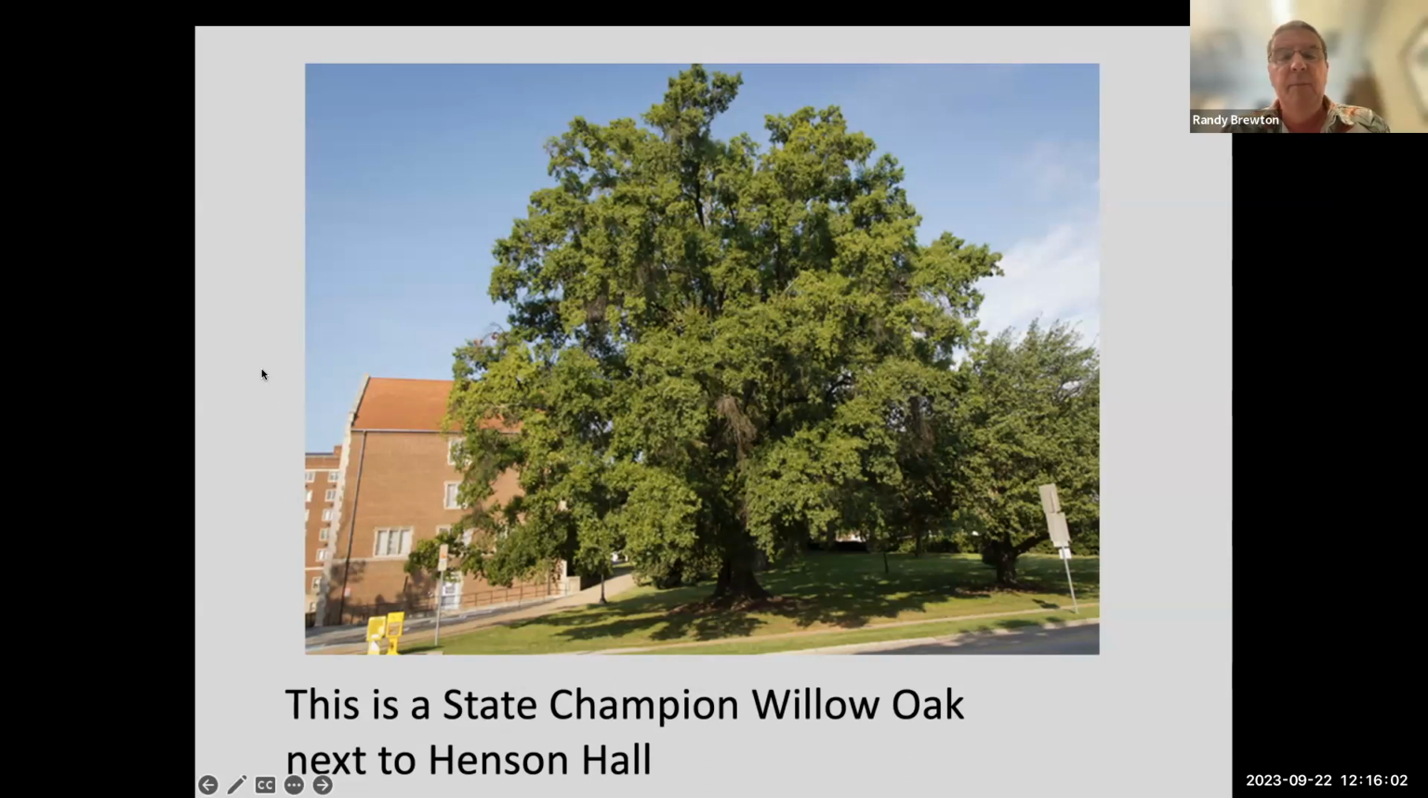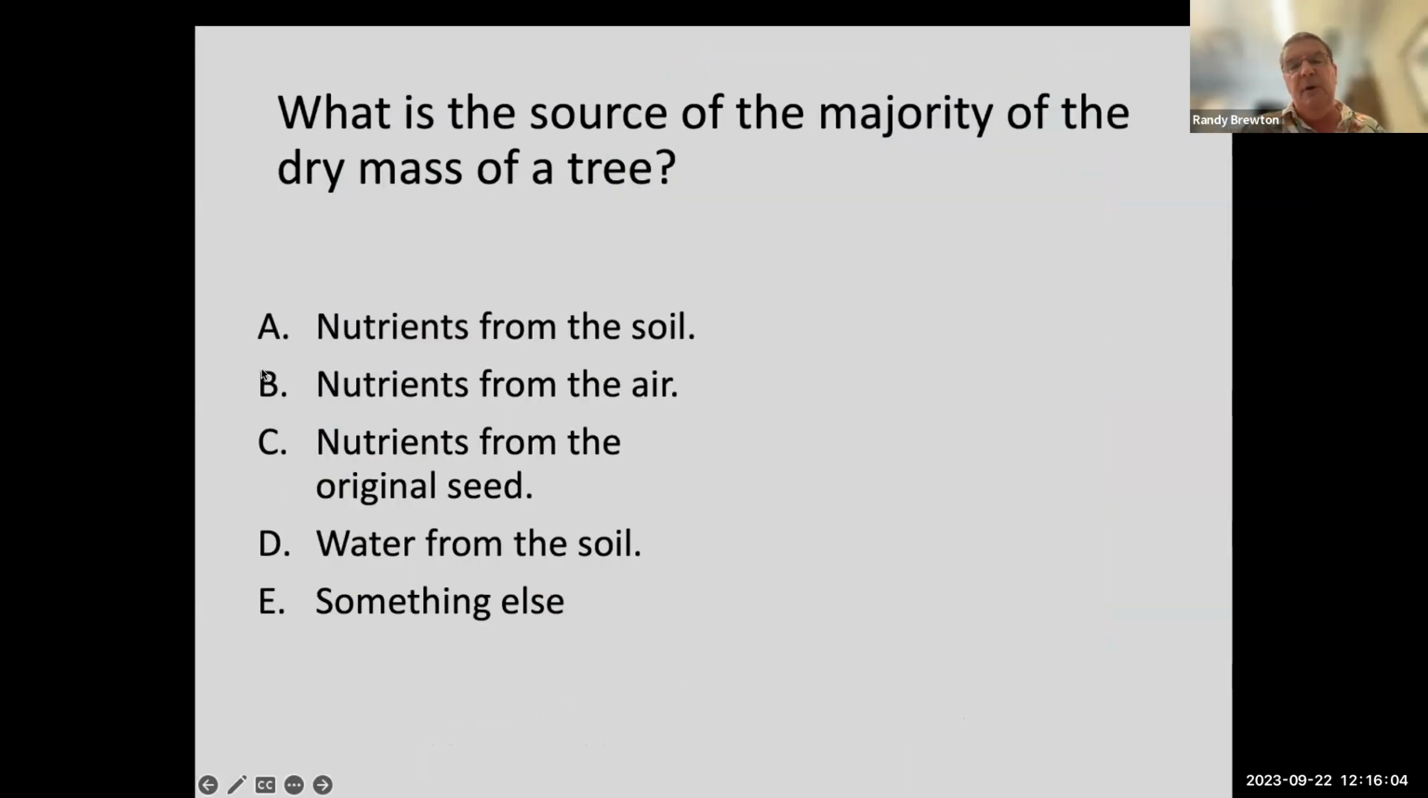I'm hoping I don't have to chain myself to that tree, because I don't want to lose that state champion willow oak. But this has been a jumping off point, and I don't have the student responses in this particular question. But you could ask the really tough kind of question, and lots of people, even biologists, struggle with this.